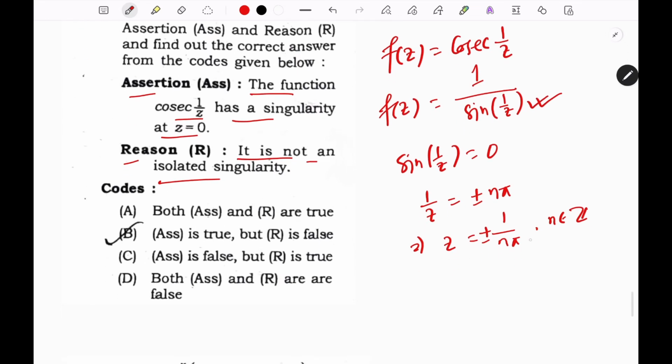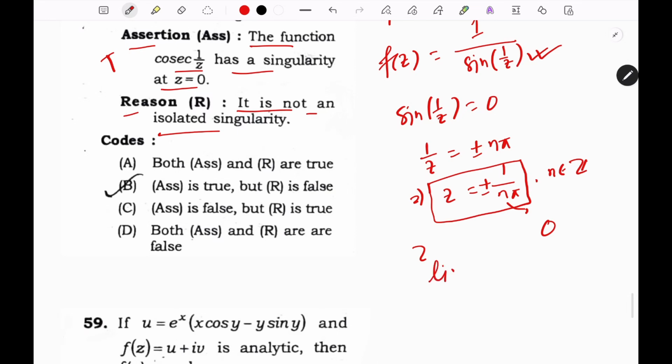Now z equals 0 is a singularity, so the assertion is true. Now we have to check the reason, that is, whether z equals 0 is an isolated essential singularity. We have infinitely many singularities, so what is the limit point of these singularities? It is 0. We know this is a non-isolated essential singularity. Here it is said it is not an isolated essential singularity, so the reason is also true.